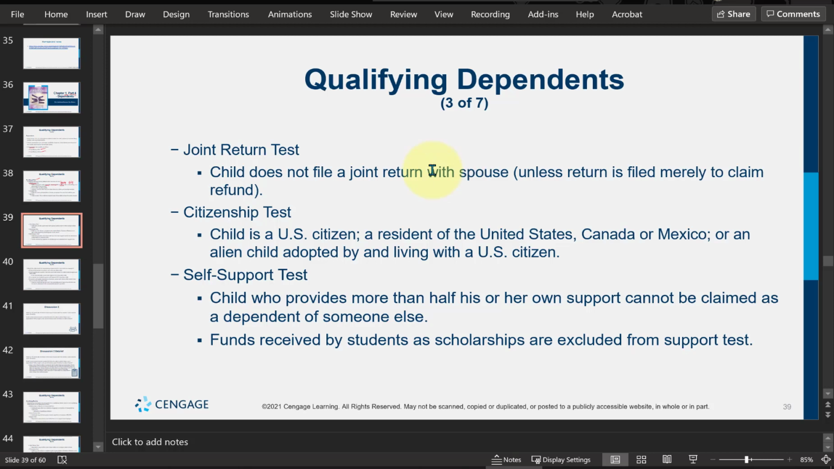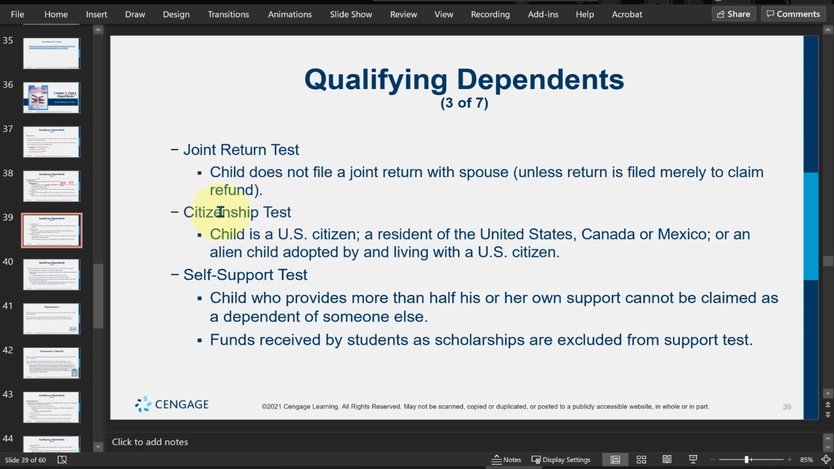But if filing a joint return for the child and his or her spouse reduces the taxes, then you don't meet this joint return test. They should file separate returns if you want to claim this child as a dependent.